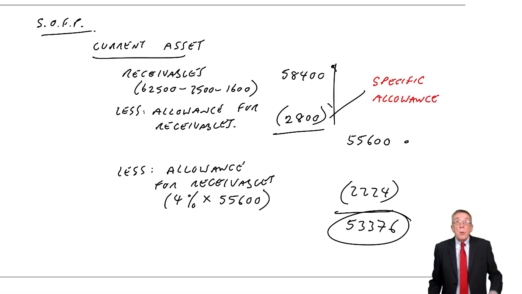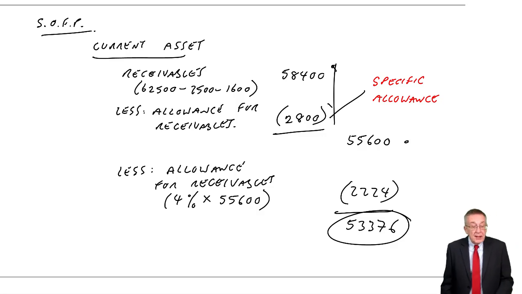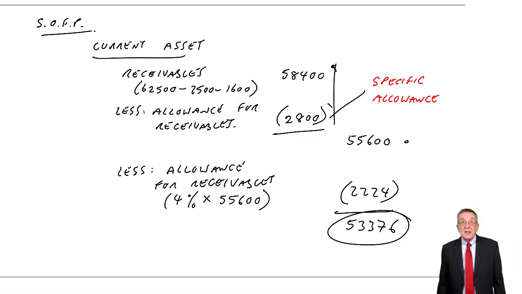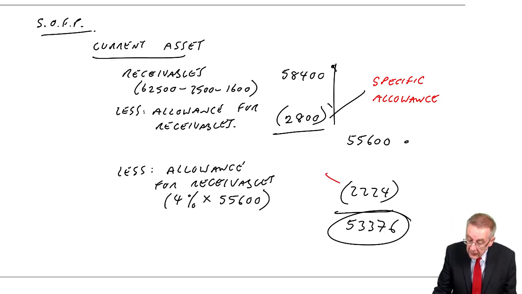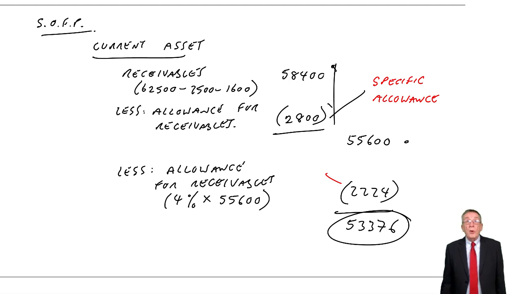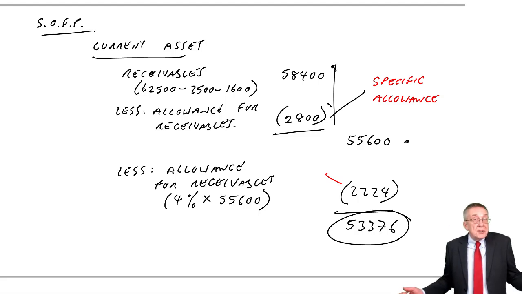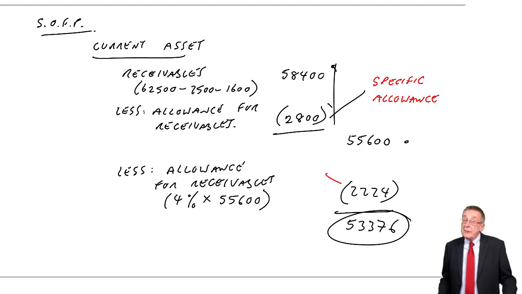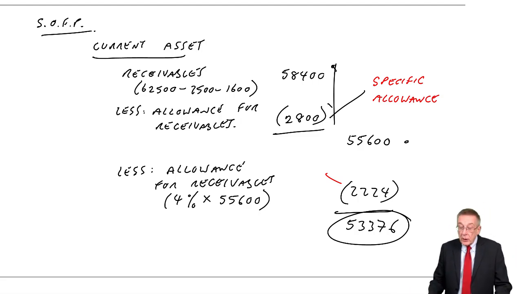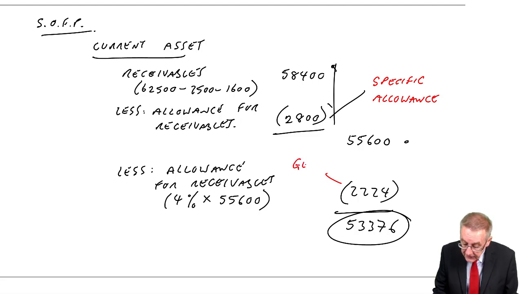Because that related to one specific person. That was Z PLC. We knew specifically that they were a problem. The other one, though, the 22224, didn't relate to any particular individual. Everybody else looks okay, but on average 4% don't pay. Well, we call that a general allowance.